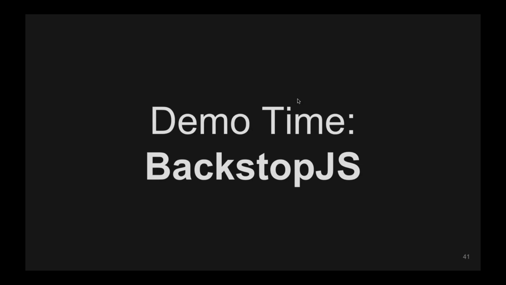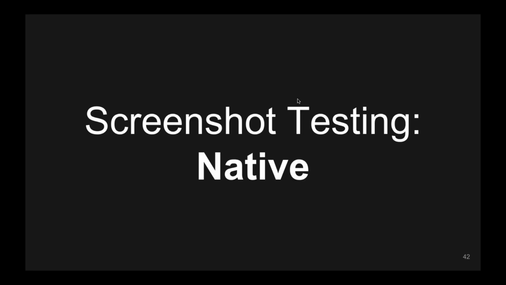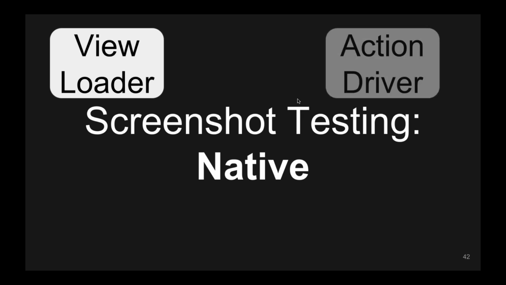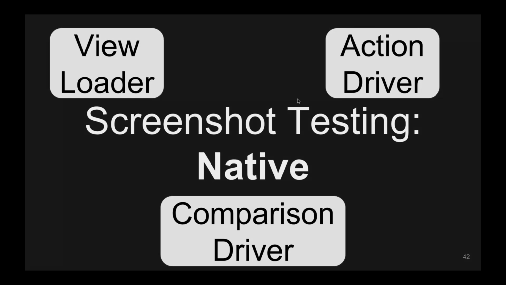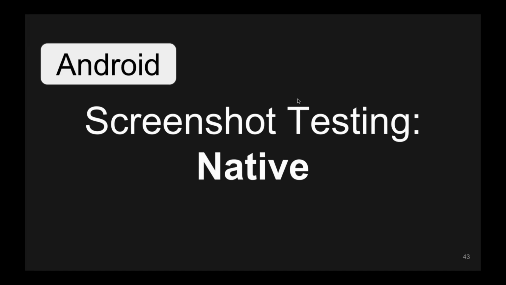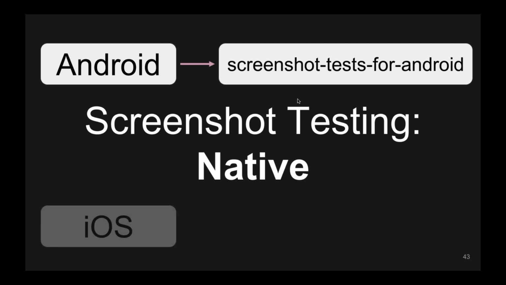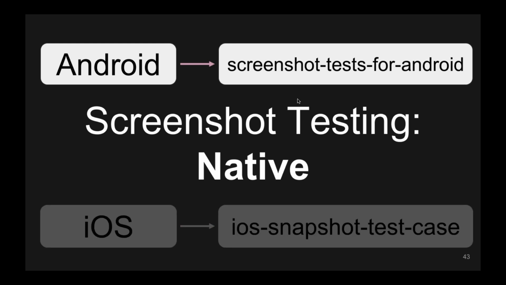But if I were to go further and actually show you native screenshot testing, it will still be based on the same view loader, action driver, and comparison driver pattern. To demonstrate that, for Android you can use something called Screenshot Tests for Android, again a library developed by Facebook. And for iOS, you could use something called iOS Snapshot Test Cases. Pretty descriptive names, I have to admit, but I would say too verbose. But besides that, I would demonstrate the Android framework, Screenshot Tests for Android.